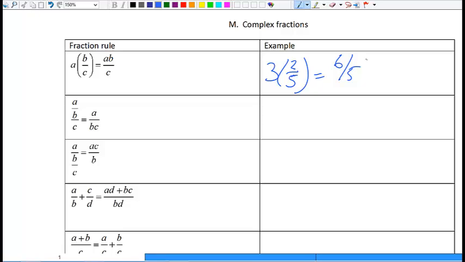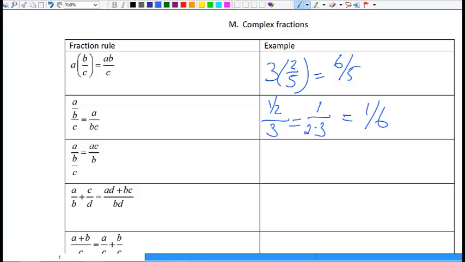The second rule says we have a fraction divided by a whole number. So we'll take 1/2 and divide that by 3. What this rule allows us to do is take the denominator and multiply it by the whole number that we're dividing by. So this becomes 1 over 2 times 3, or 1/6.